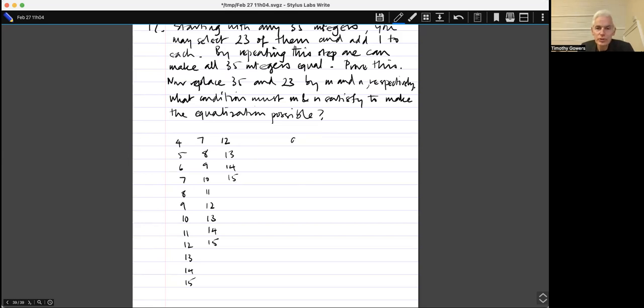So let's suppose I've got numbers A1 up to AN, and let's suppose they're in non-decreasing order. I am looking at the general case M and N for the time being. Now suppose I replace that by A1 plus 1, A2 plus 1, up to AM plus 1, and then AM+1 up to AN as they were.